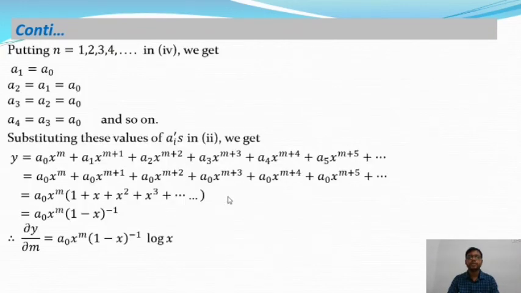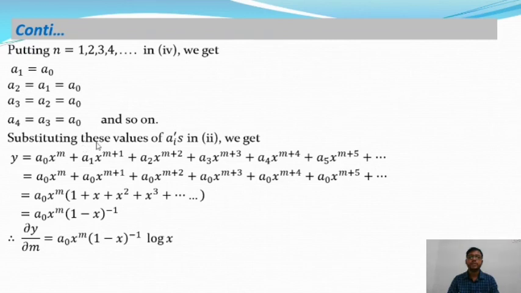So therefore if we put n is equal to 1, 2, 3, 4 and up to infinity in equation 4, we will get a1 is equal to a0, a2 is equal to a1 and a1 is equal to a0 again, a3 is equal to a2 and a2 is equal to a0, a4 is equal to a3 and a3 is equal to a0, and so on. That is a1 is equal to a0, a2 is equal to a0, a3 is equal to a0, and up to a n is equal to a0.